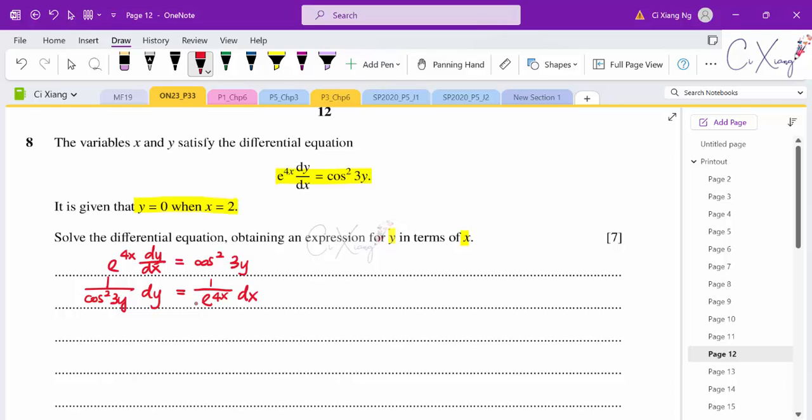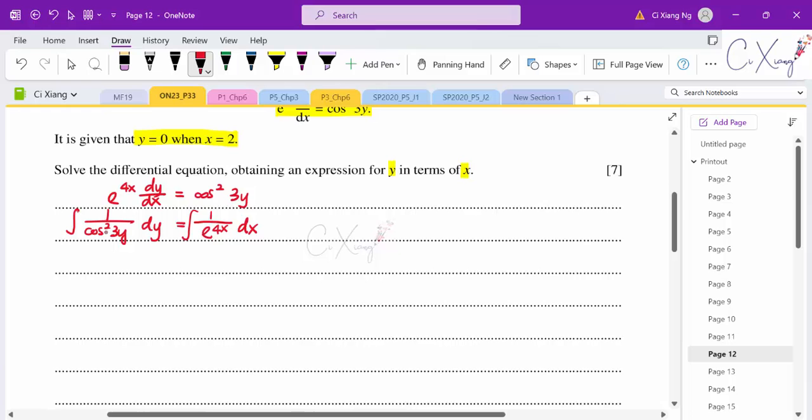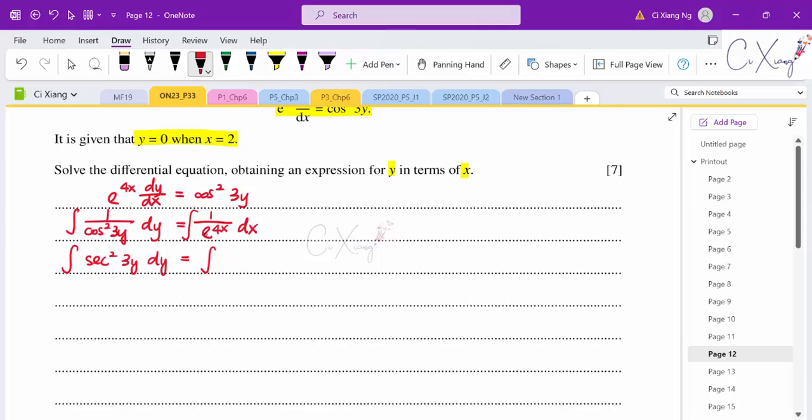So after you separate them clearly to each side, you can start the integration. So you can put in the integration sign. Right, then how are we going to integrate all this? So let's have a look at 1 over cos square first. 1 over cos square can be written as secant square. And secant square is a basic function that we can integrate straight away. Right, and then how about 1 over e power 4x? So I want to write it as e power negative 4x. Then from here, this is a basic function that we can integrate straight away. This one also the same.